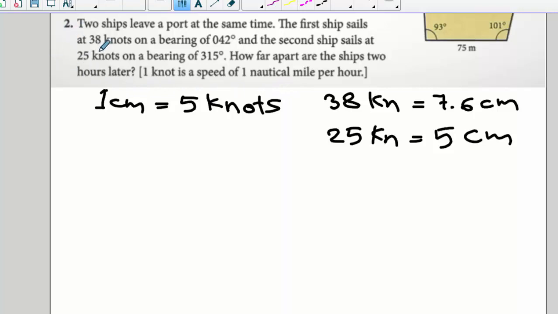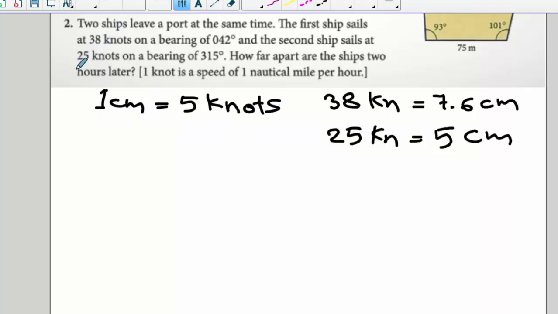Okay, here we have 38 and 25. These numbers are so large that we cannot draw 38 centimeters and 25 centimeters. That's why we have to pick a reasonable scale. Here, I picked 1 centimeter represents 5 knots.